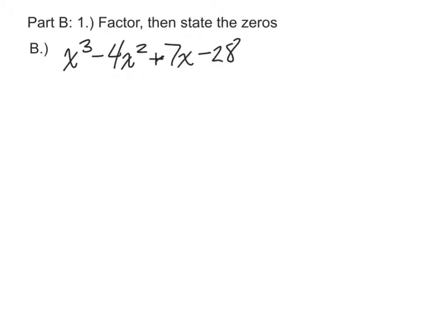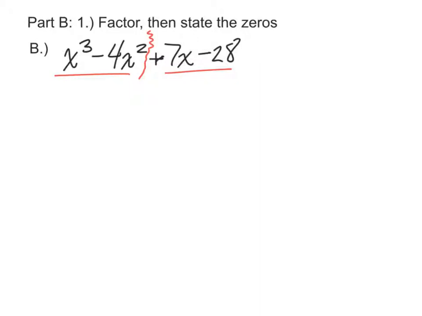In part B, the polynomial is x cubed minus 4x squared plus 7x minus 28. And since this has 4 terms in it, we can't exactly factor it the same way we would a quadratic. So the method here is what we're going to call factoring by parts or factoring by grouping. Either way, what we're going to do is cut the polynomial in half and look at each half. So look at each part or look at each group.